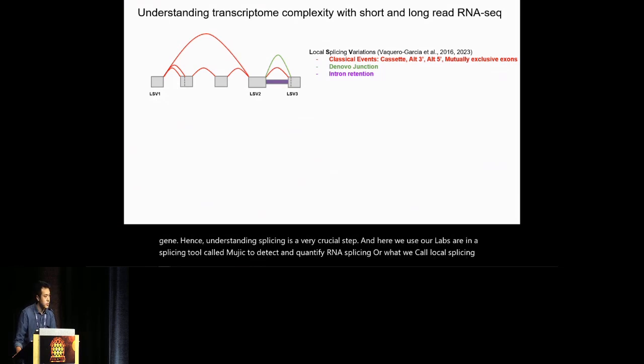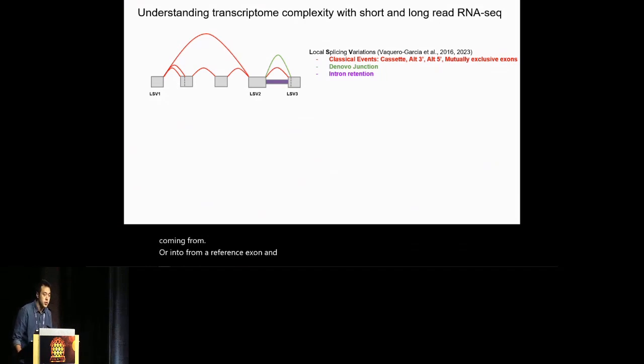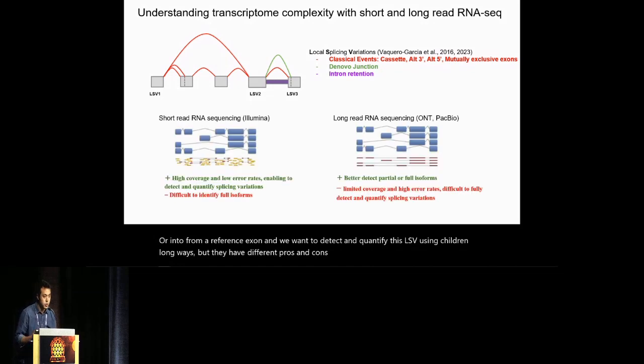LSVs are split from a gene splice graph where you can see the splice variation coming from or into a reference exon. And we want to detect and quantify this LSV using short and long reads, but they have different pros and cons. For short read sequencing, when I say short read, I'm generally referring to Illumina. The pros of short read is it has a high coverage and low error rate, enabling to detect and quantify splicing variation. But on the other hand, because it's short, it's difficult to identify full isoforms.